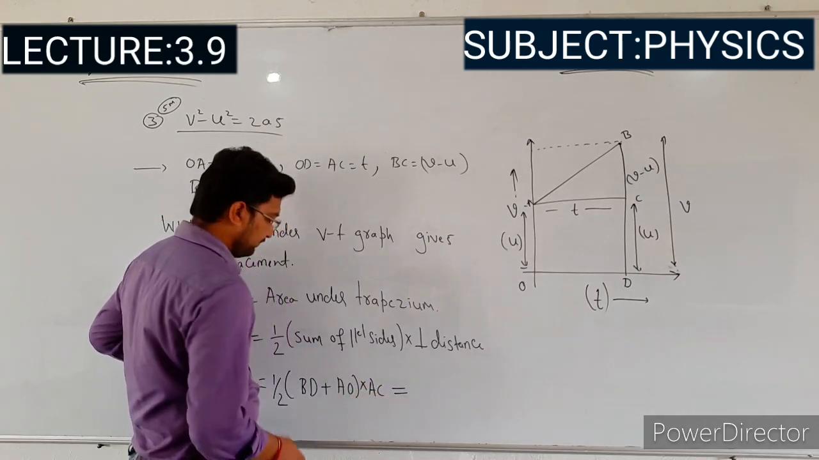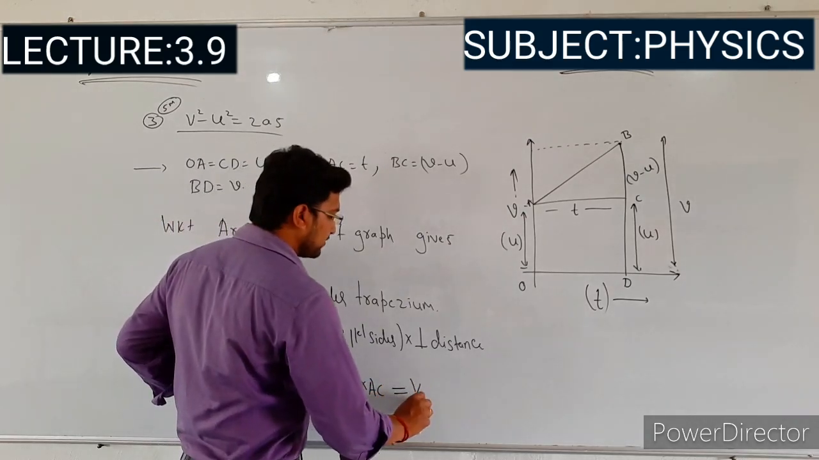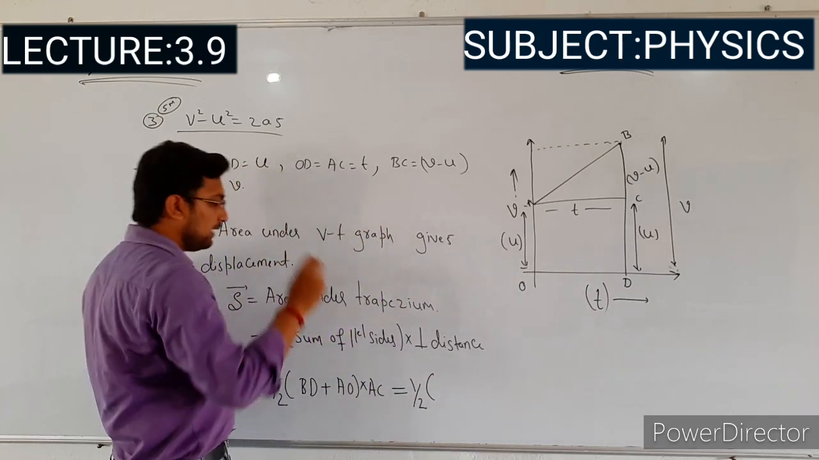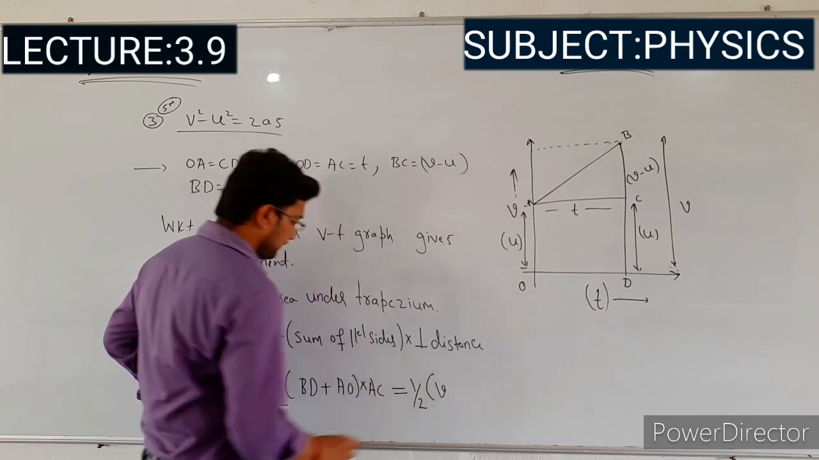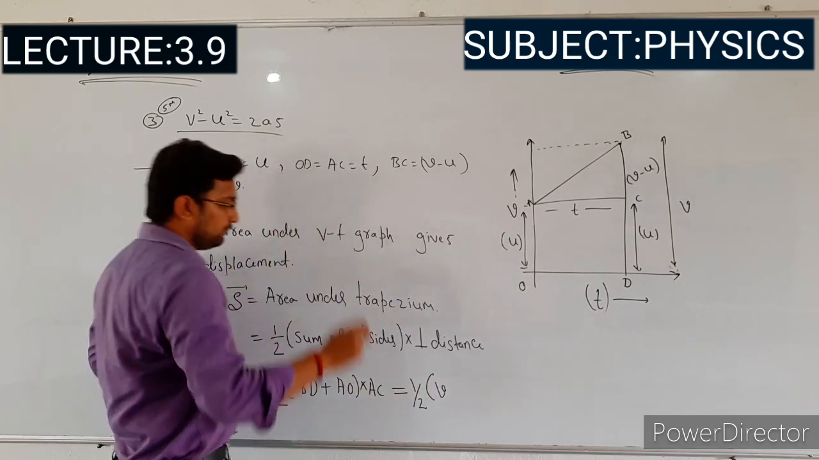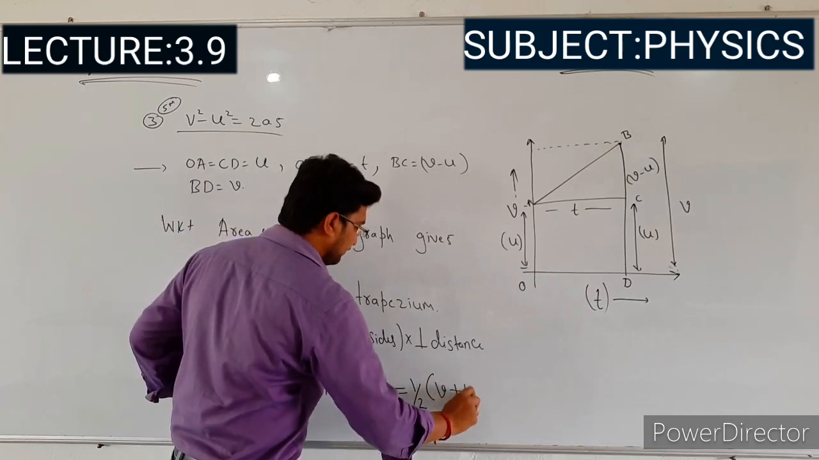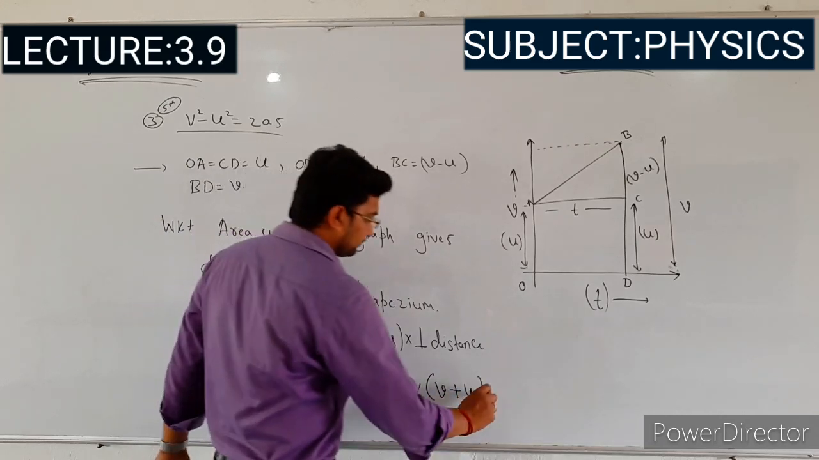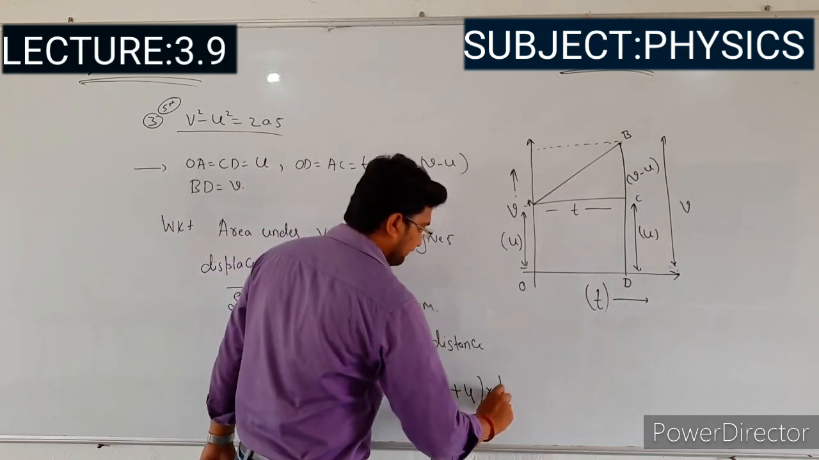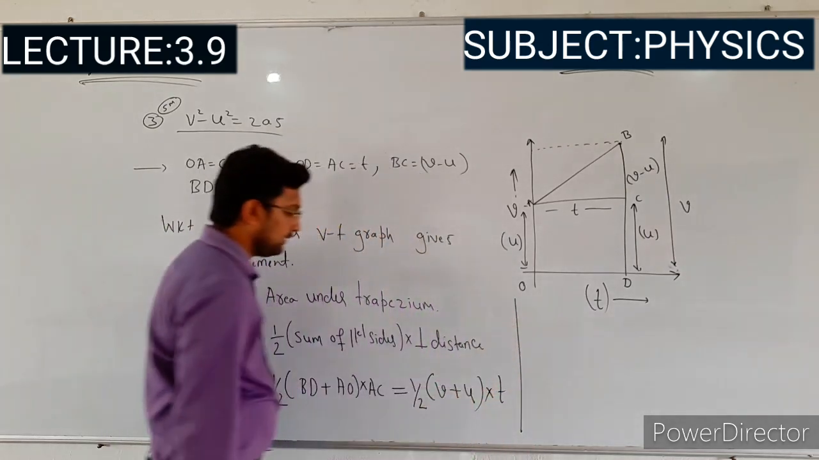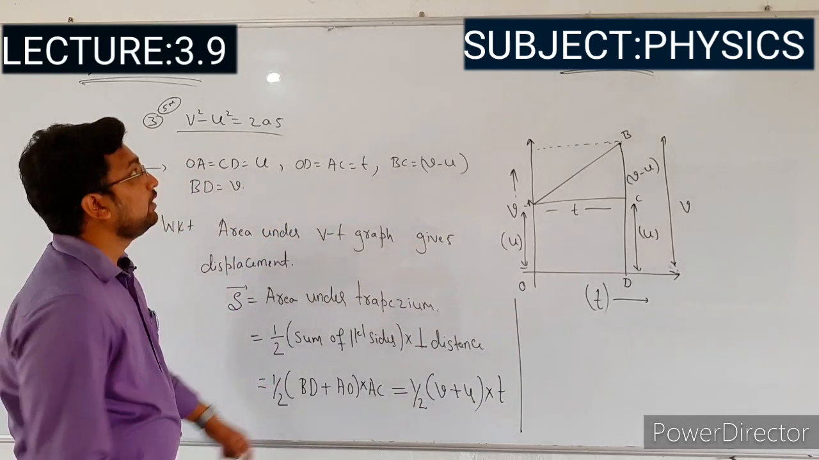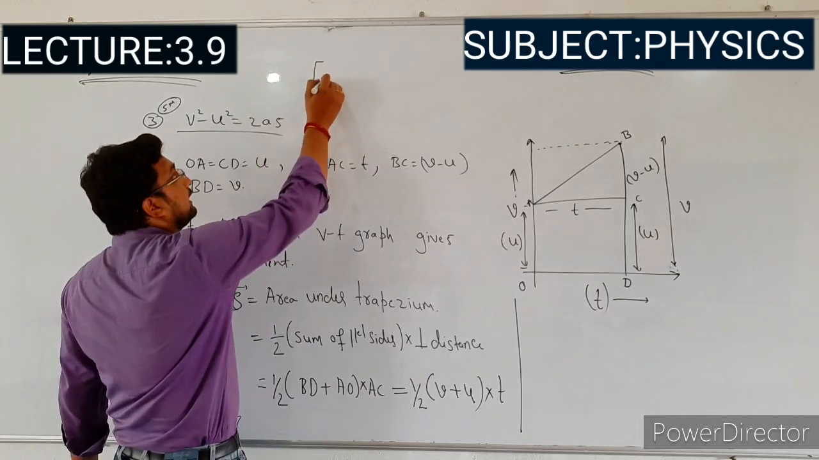Substitute the values here. So this is 1 by 2 as it is. Next, BD value is final velocity v. Next, AO value, that is u, plus u into AC. AC is nothing but time t. Okay. So already we know that the relation, that is v is equal to u plus at.